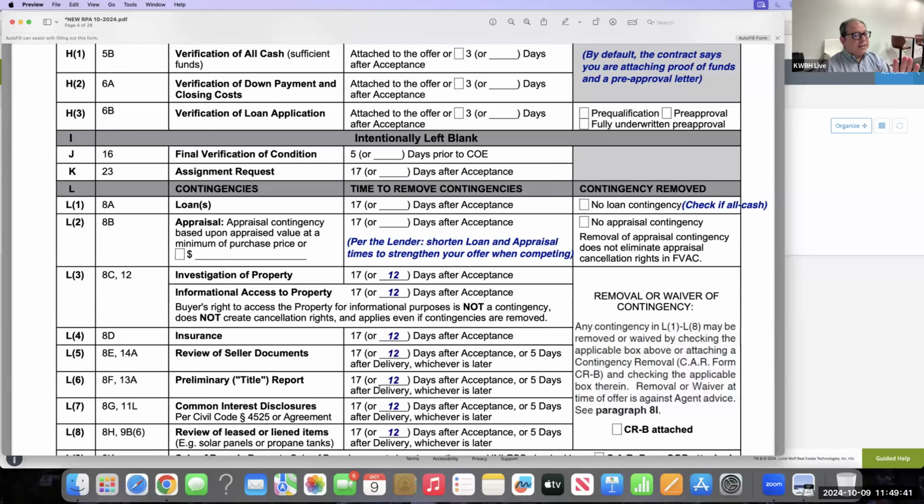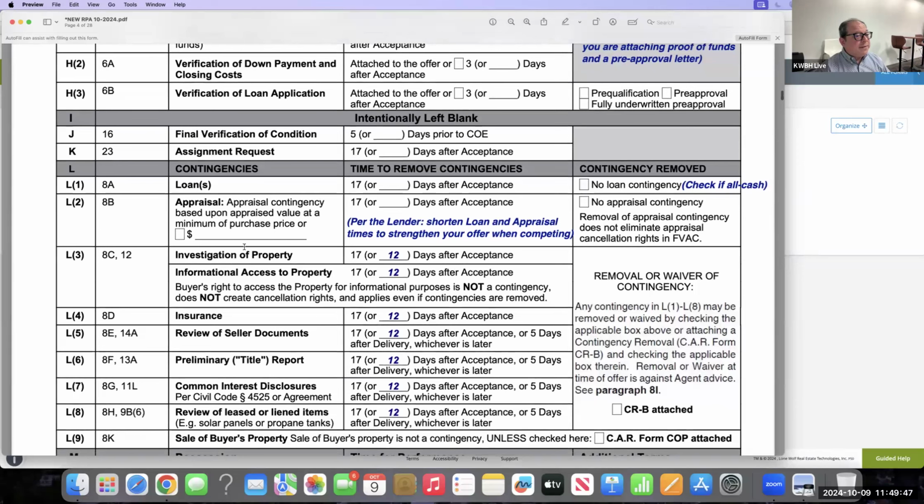All right, so by default, everything is 17 days. I've shortened these to 12 just to make my offer more competitive. Investigations, 12 days. Now, if I get an accepted offer today, I can get my inspectors there pretty quickly: my general inspector, my chimney, my sewer, my foundation inspection. I can get everyone there. Today's Wednesday. I'm sure I can get everyone there by Friday, the weekend, Monday, Tuesday. I don't need 17 days.